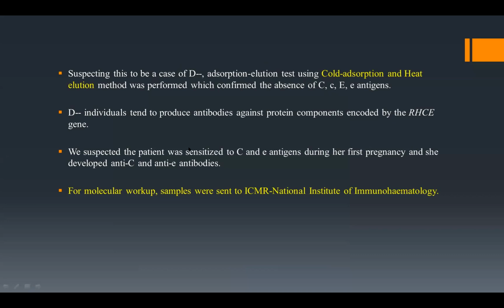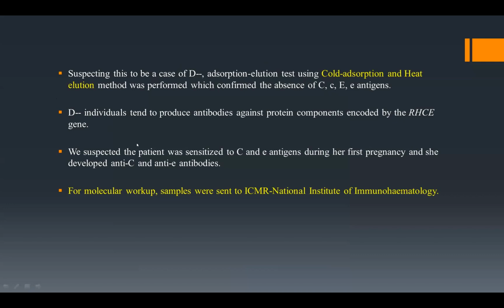Since these D-- individuals are potent to produce antibodies against all the proteins which are coded by the Rhce gene, we could conclude that the reactivity in all the 11 panels is due to that. And we found that among these 11 cells, there was no cell where at least one of the CcEe antigens was absent. So we got everything to be pan-reactive.